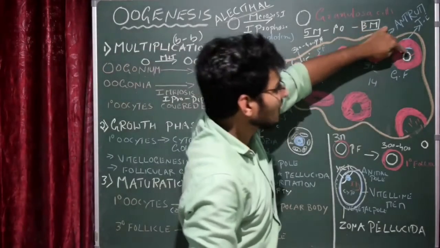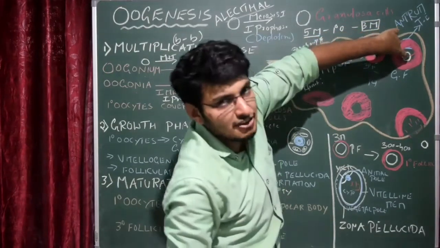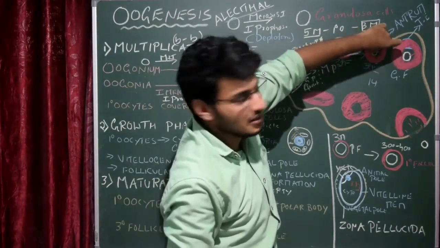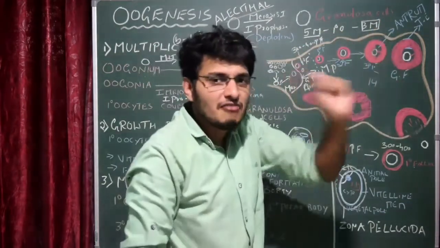Still the antrum is there, and now the primary oocyte is completing its first meiosis, because it is already arrested. Maybe on the 12th or 13th day, it completes its first meiosis.